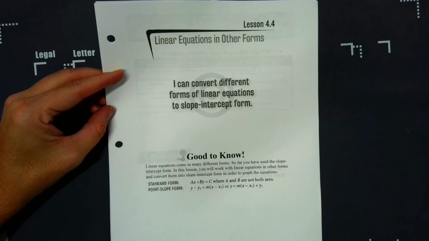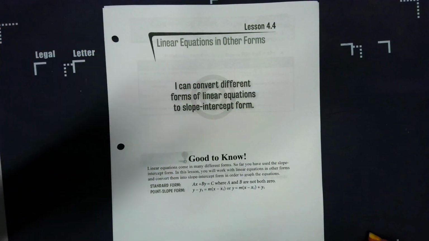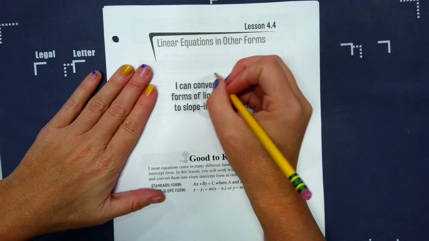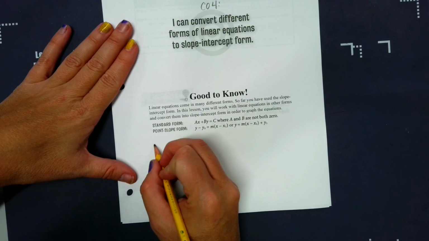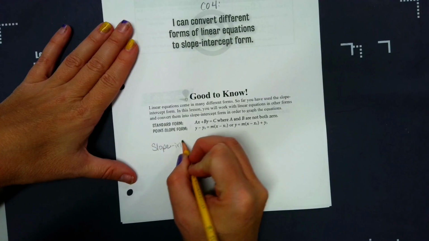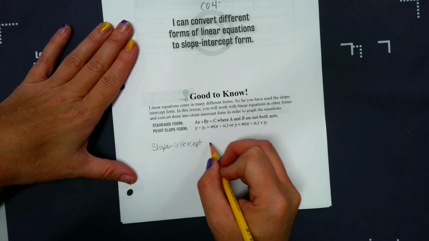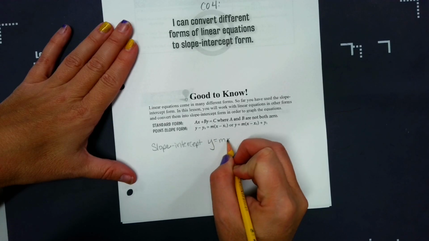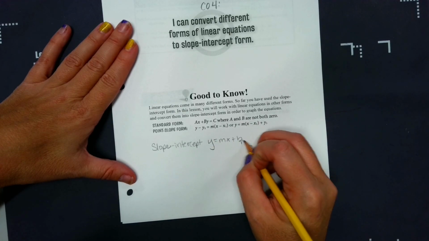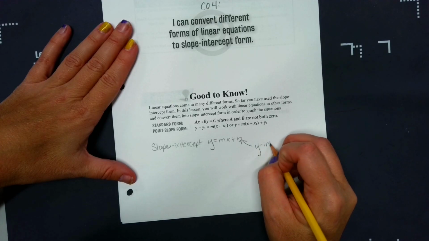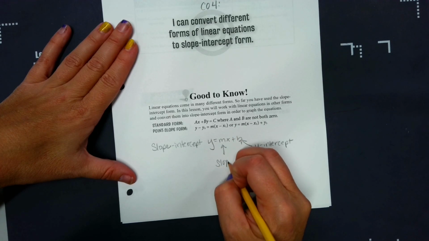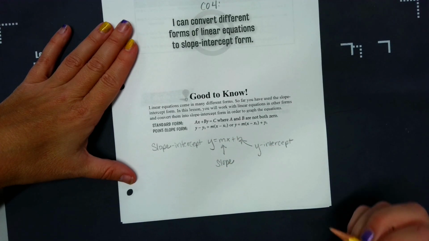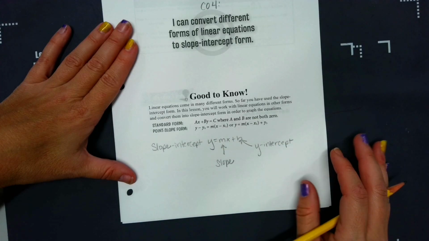All right, guys, I can convert different forms of linear equations into slope-intercept form. This is going to be CO4. Okay, so if you remember, we've been working with slope-intercept. And if you remember, that's called y equals mx plus b, where b is our y-intercept, m is our slope. Okay? And then y and x stay in our equation.